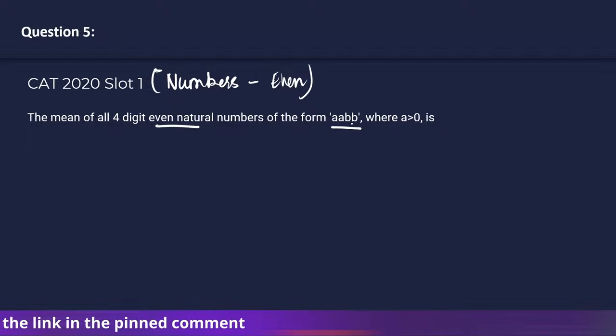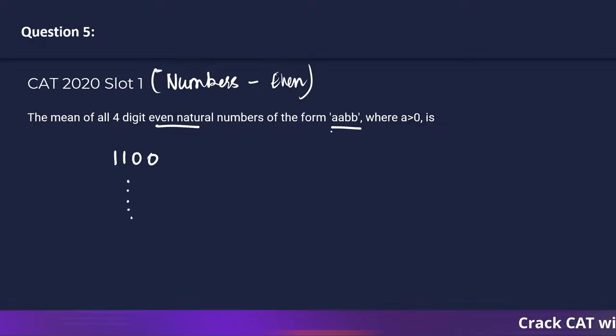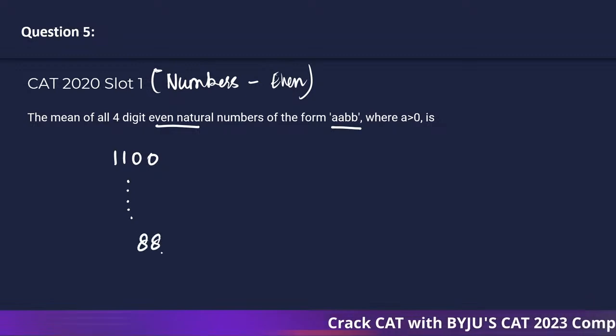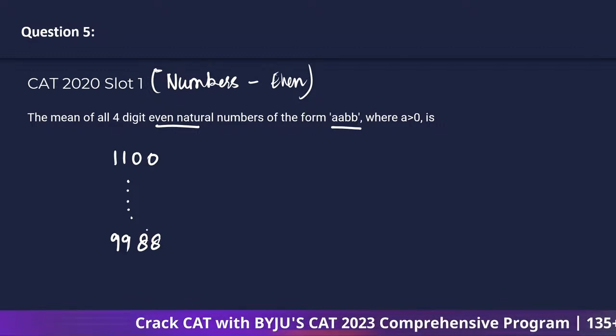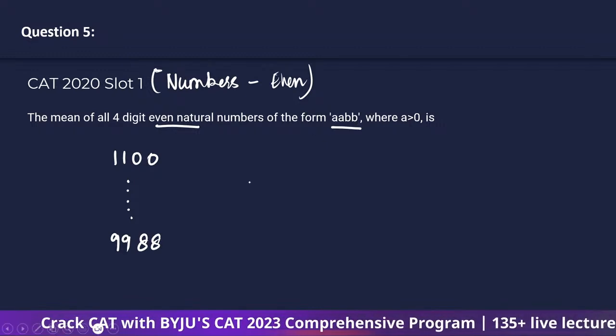Even means B should be even. Of the form AABB, can we say the smallest 4-digit number will be 1100? And what would be the largest 4-digit number of the form AABB? So it's 88 and this is 99. Can we say 9988 is the largest number, and 1100 is the smallest?